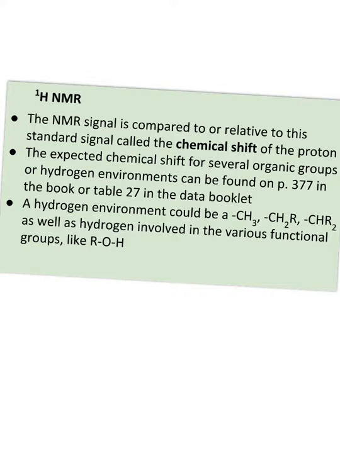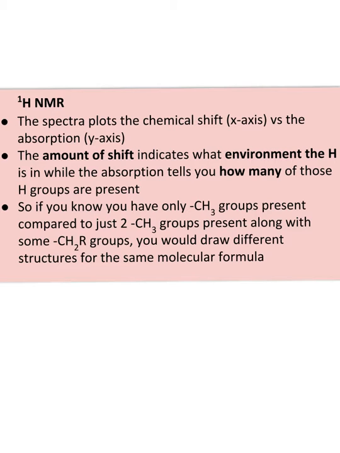So a hydrogen environment could be associated with a CH3, a methyl group, or a CH2 group, although that CH2 group could be attached to another carbon or some other group, or it could just be a CH group attached to two other things, as well as hydrogen involved in the various functional groups, like the hydrogen involved in a hydroxyl or alcohol group. So if you look at the chart, you'll see a variety of different shifts predicted for these different, what we call hydrogen environments.